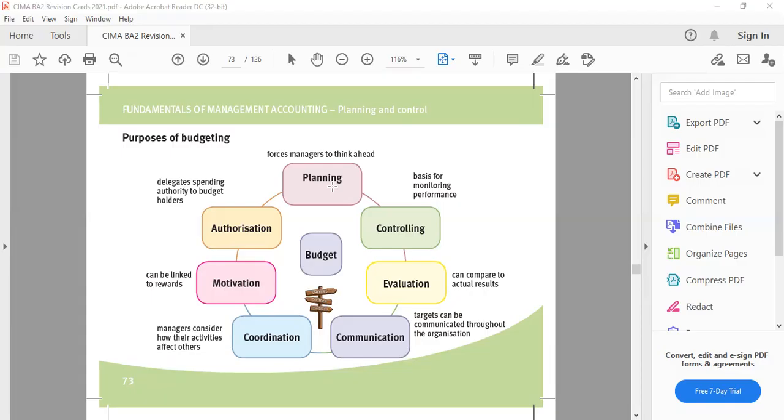So step number one: before the budgeting there is some amount of forecasting taken up. The level of activity which would be taken up in the future would be first forecasted. After the forecasting is done, then based on the forecasting, planning will be taken up. So budgeting helps in planning for the future. It forces managers to think ahead.